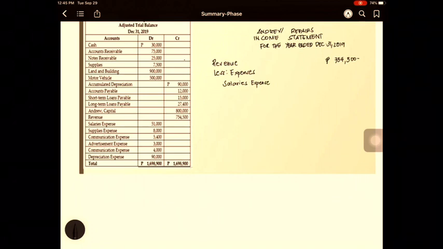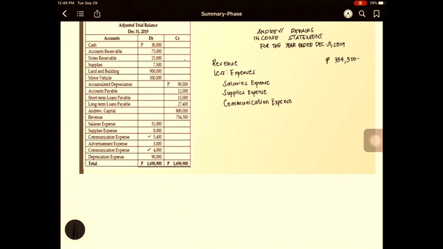Since this is a report, you are not allowed to make shortcuts for the words. You have to write them down completely. So salaries expense, you have here your supplies expense, you have your communication expense. We said a while back that there are two communication expenses here, but that is just an error in writing down the type of expense. So let's just combine the amount of the two communication expenses in this bracket.